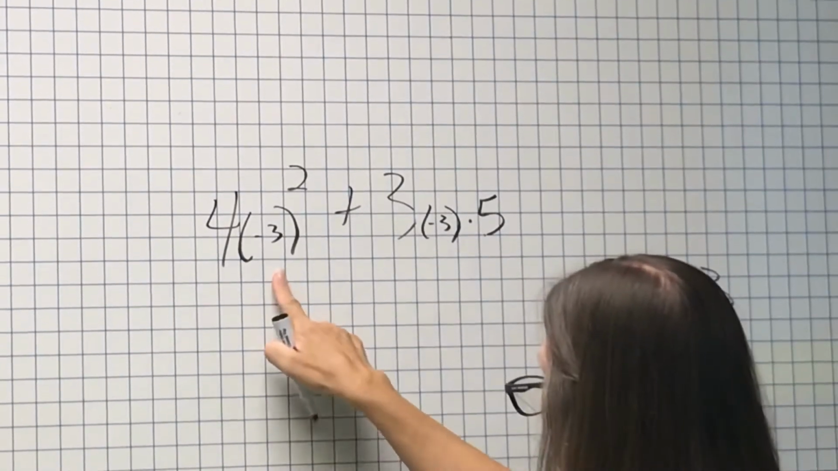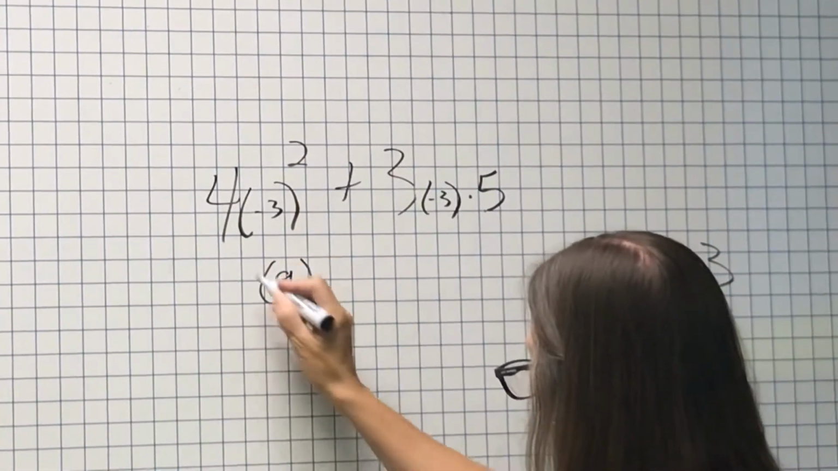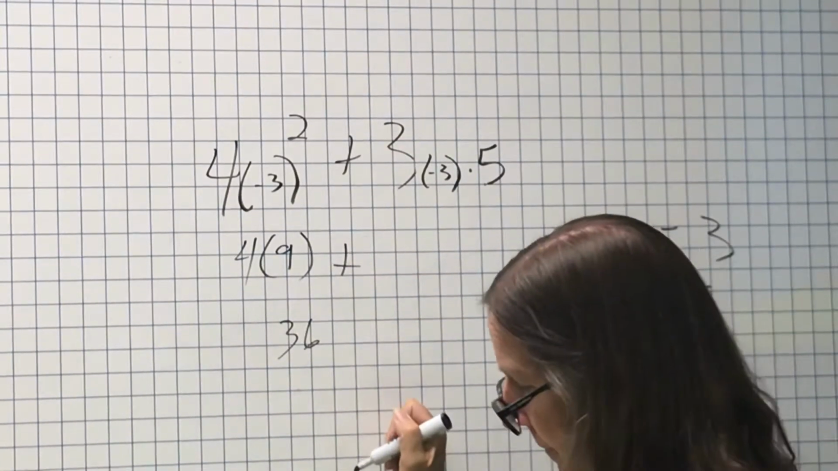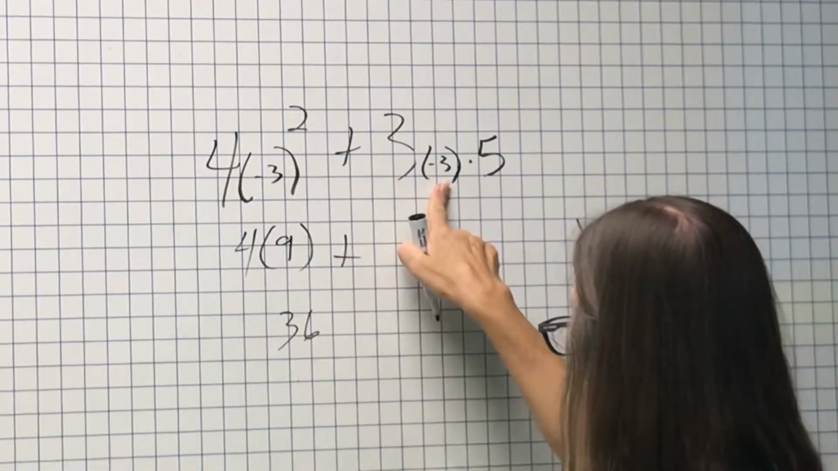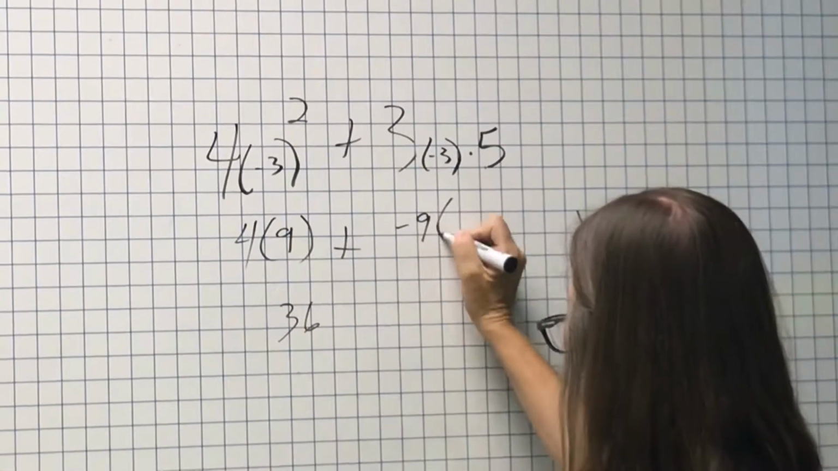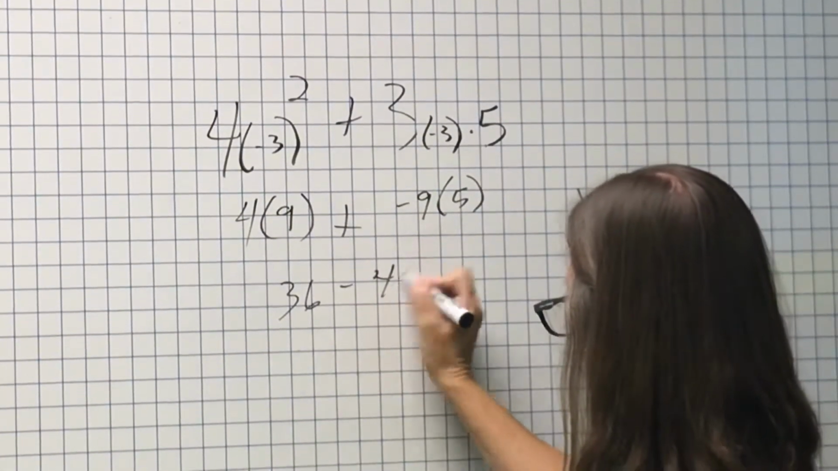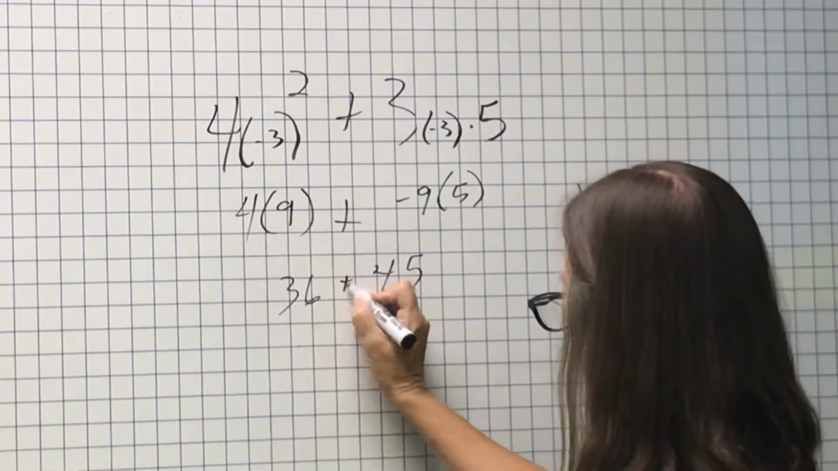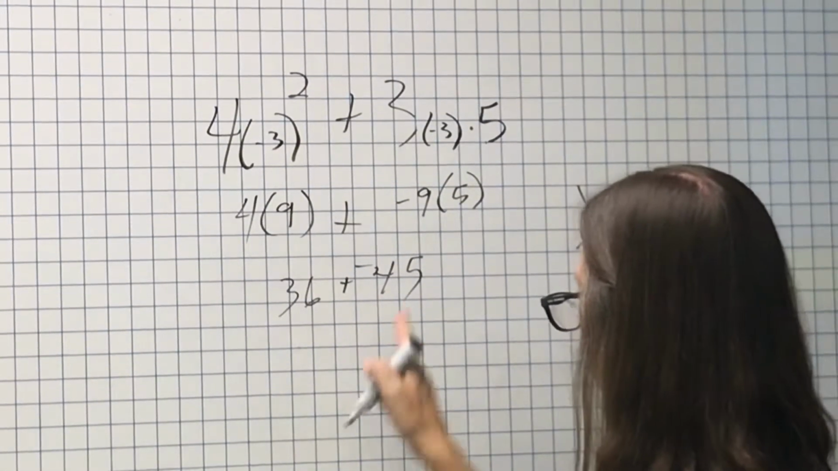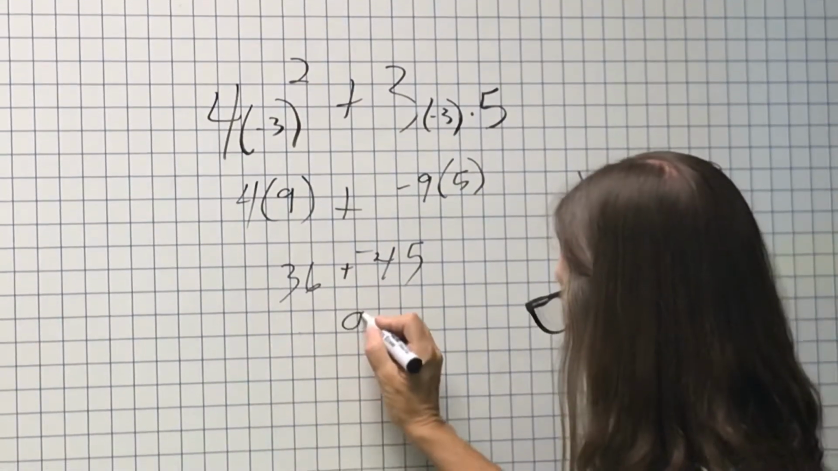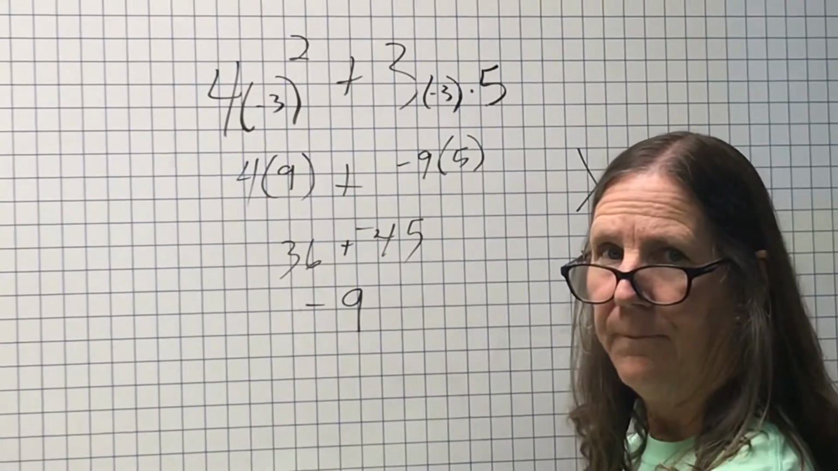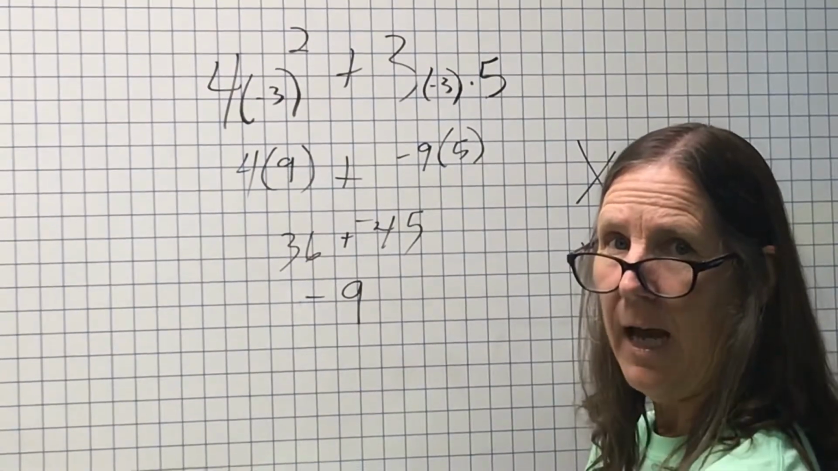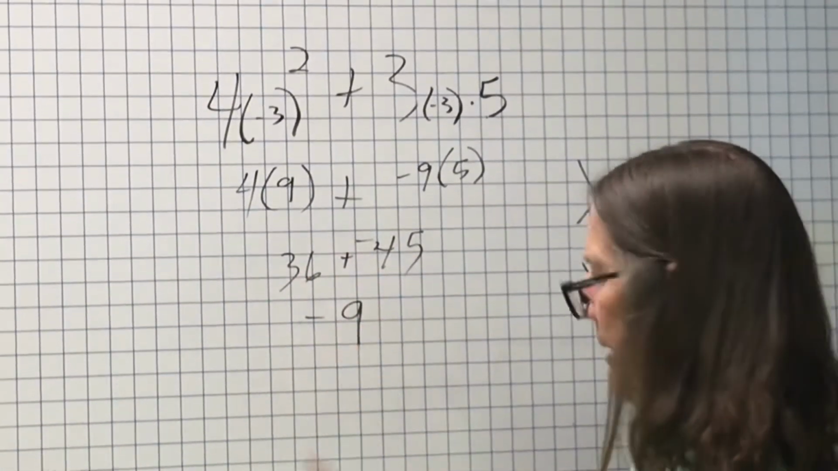So now we have minus 3 squared, which is 9, times 4, which is 36, plus, and then I've got 3 times negative 3, which is negative 9, times 5, which is negative 45. Now I have a 36 plus a negative 45. Signs are different. Subtract. Keep the sign of the larger. Remember how you deal with positive and negative numbers? If the signs are the same, add and keep the sign. If the signs are different, subtract, keep the sign of the larger.